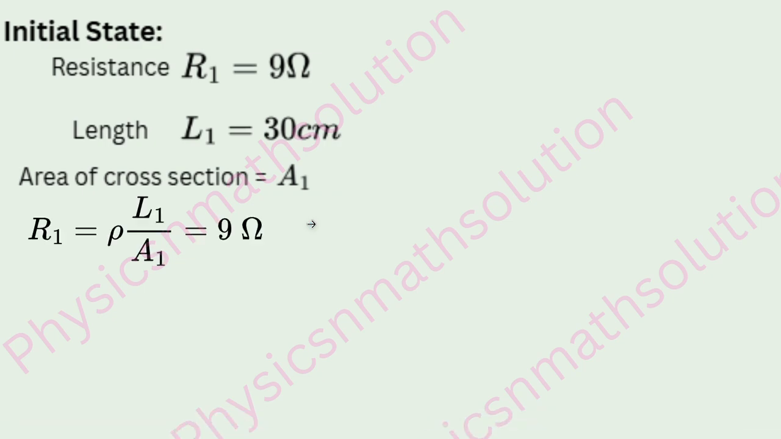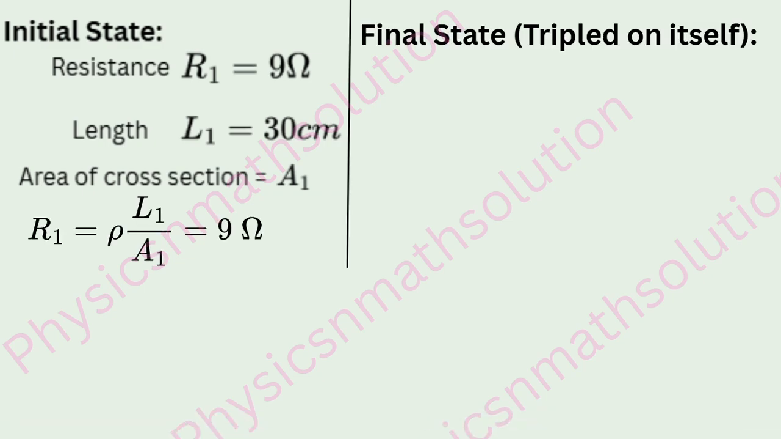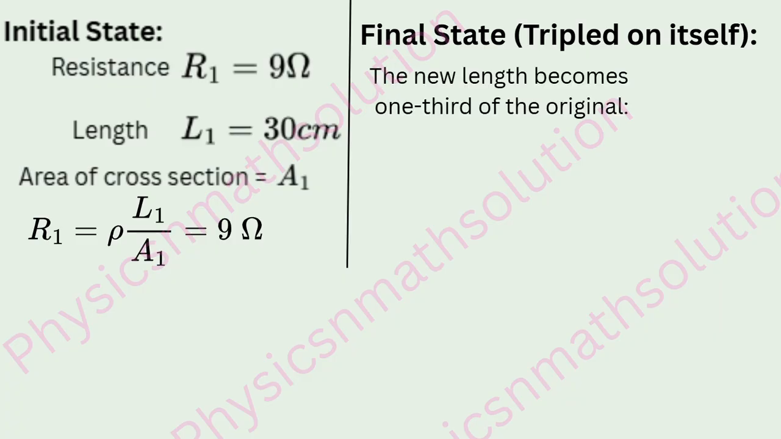Okay. Now, in the final state, when the wire is tripled on itself, the wire is folded 3 times, so the new length becomes 1/3 of the original. Obviously, now the length of the wire is smaller than the previous one because it is folded 3 times. So the length will be 1/3 of the original. So we can write L2 equals L1 upon 3. L1 is the initial length 30. It will be divided into 3 parts.